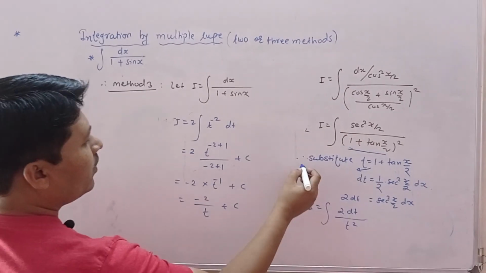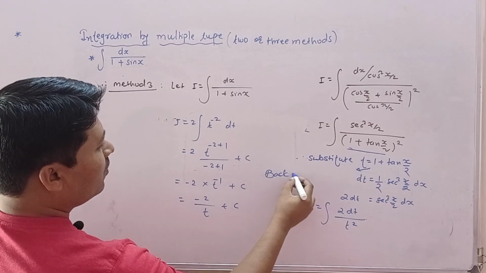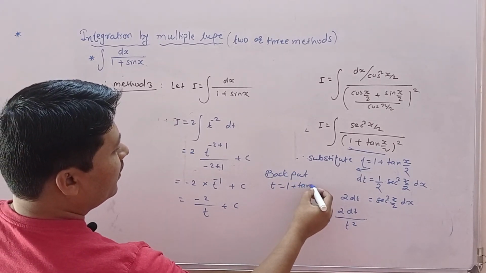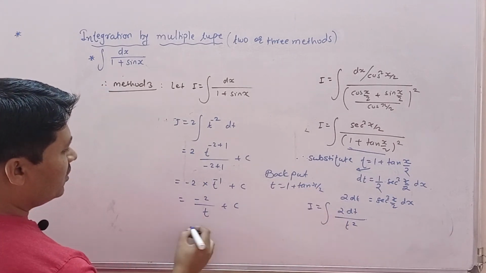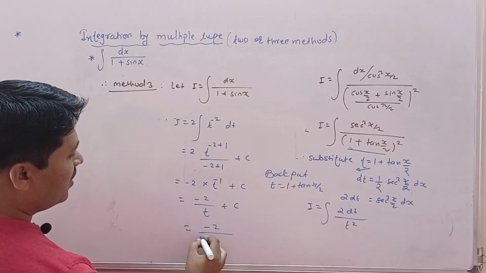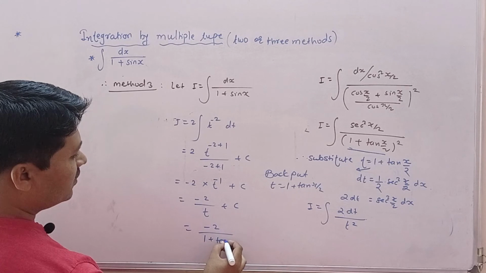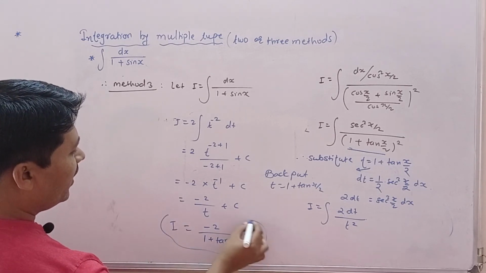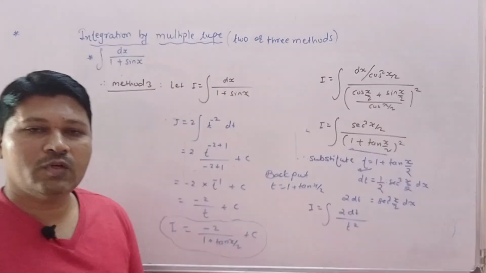Now we back substitute t is equal to 1 plus tan x by 2. Then this integration we can write as minus 2 upon 1 plus tan x by 2, plus c, the constant of integration. And this is the solution for the third method.